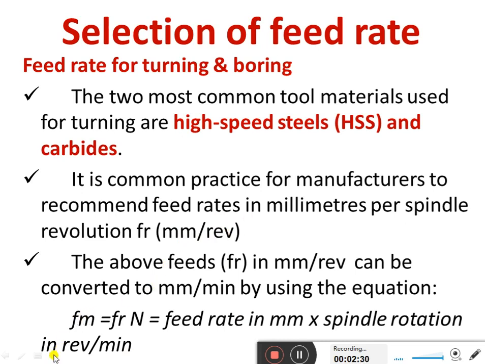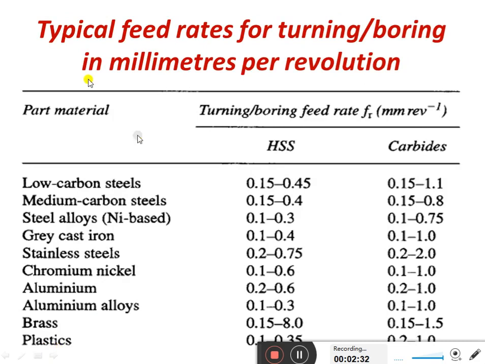The next one, the typical feed rate for turning/boring in millimeters per revolution. Different materials have different feed rates. For an HSS tool we have a different feed rate, and for a carbide tool we have a different feed rate. Here, if you see part material, the different materials mentioned are low carbon steel, medium carbon steel, steel alloy, grey cast iron, stainless steel, chromium nickel, aluminum alloy, brass, and plastics.